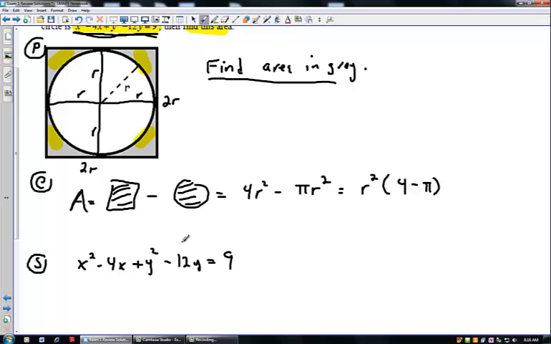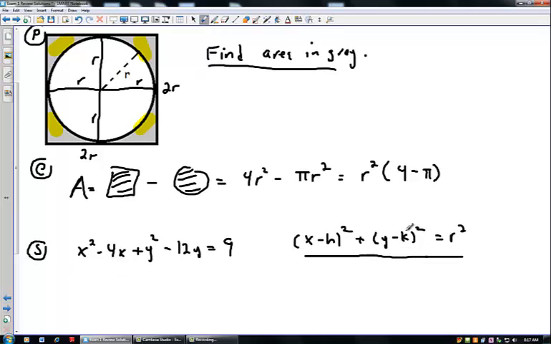And the way that we are going to find the radius is we're going to complete the square twice, because I know the form of a circle is x minus h quantity squared plus y minus k quantity squared equal to r squared. So if I can take this equation and write it in this form, then I can read off what r squared is.